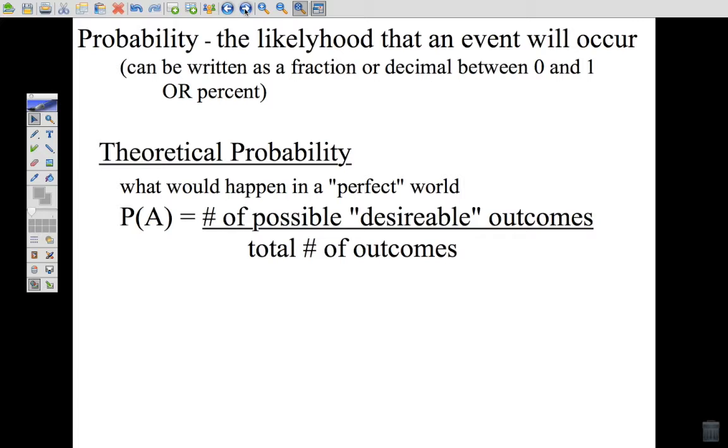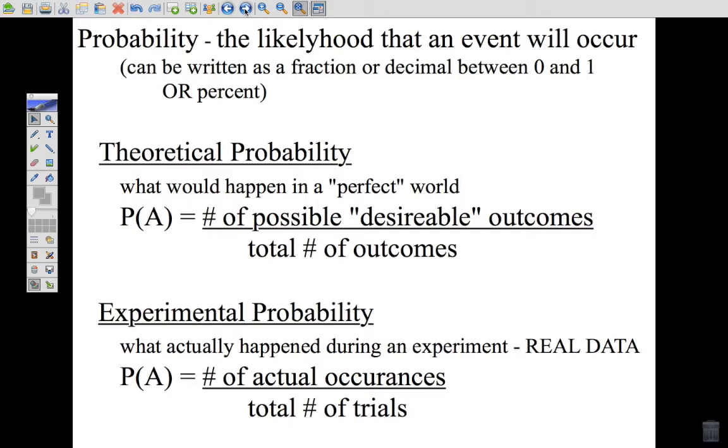So in contrast to theoretical probability, there is also experimental probability. This is when you actually perform an experiment, when you're actually looking at real data. This probability would be calculated as the number of actual occurrences divided by the number of trials.